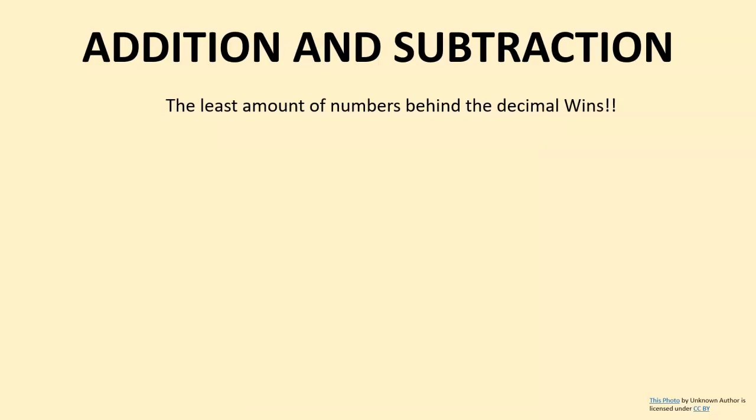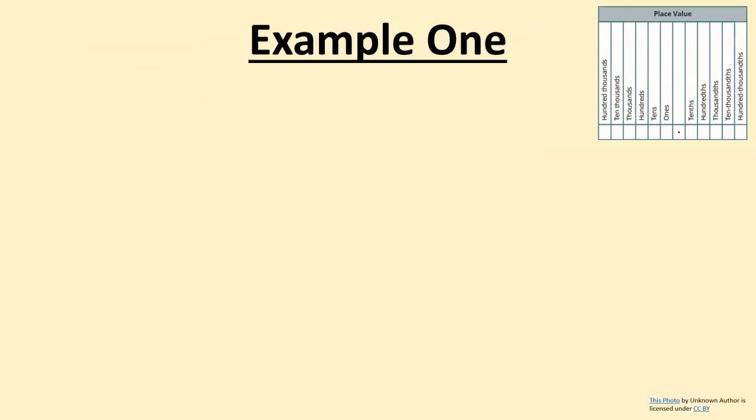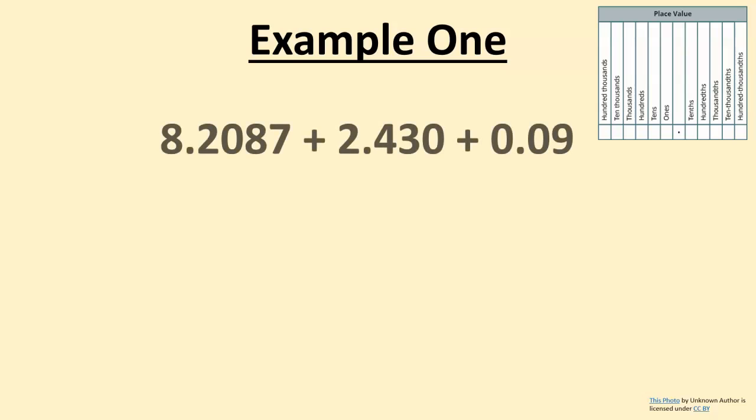So basically what I'm saying is the least amount of numbers behind the decimal will win, okay? The least amount of numbers behind the decimal will win. So let's do an example. Example number 1, we have 8.2087 plus 2.430 plus 0.09.